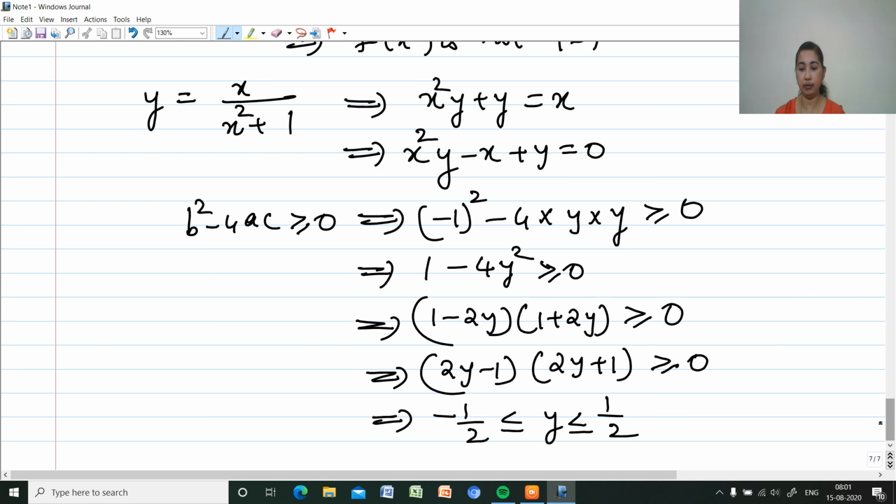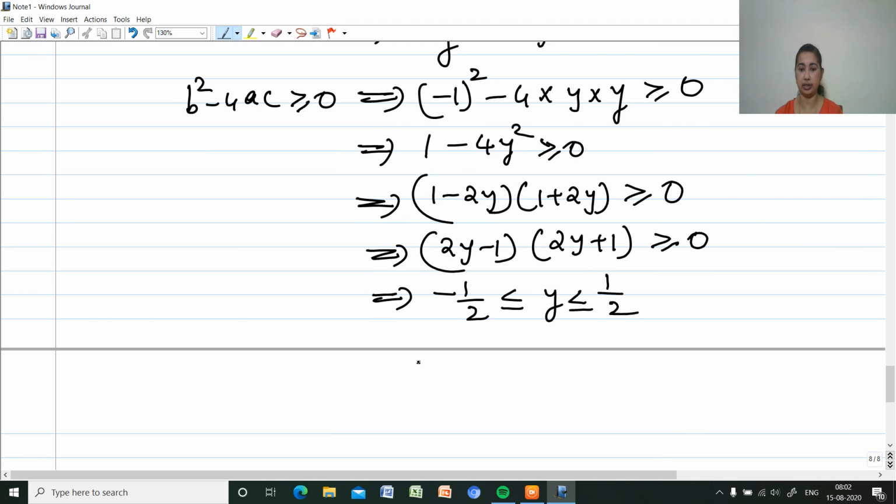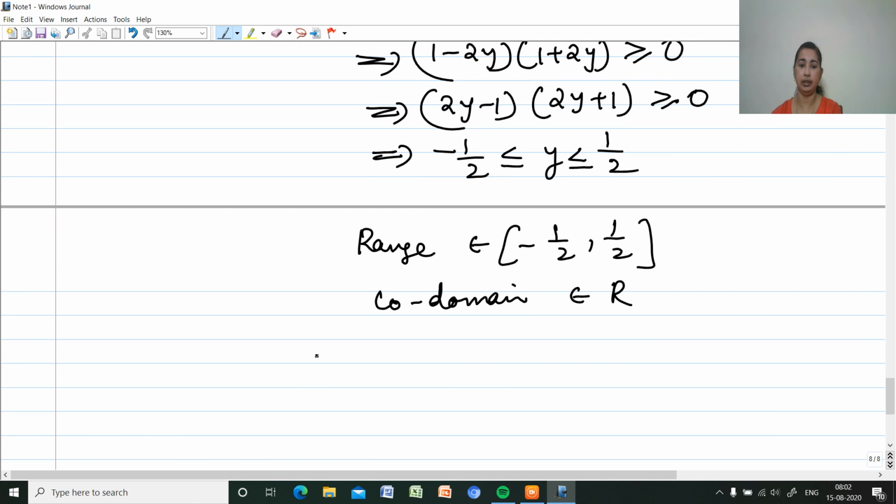But we are doing all this with real numbers. Both the sets are sets of real numbers, but here the range we are getting is between minus 1 by 2 and 1 by 2, but the codomain is the real number set. Therefore we can say that it is not onto.